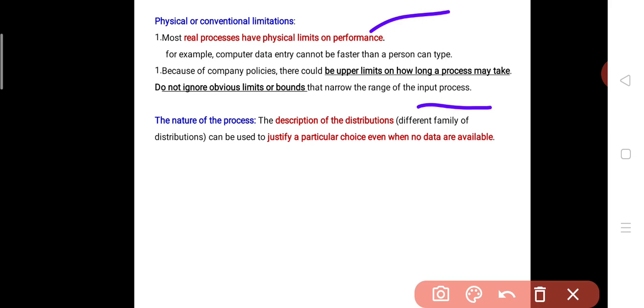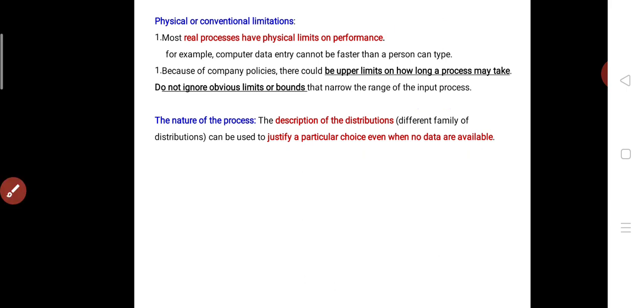And the fourth one is the nature of the process. The description of the distribution, that is, the different families of distributions, can be used to justify a particular choice even when no data are available, right. So, all these are the different ways the modeler can use for obtaining the data.